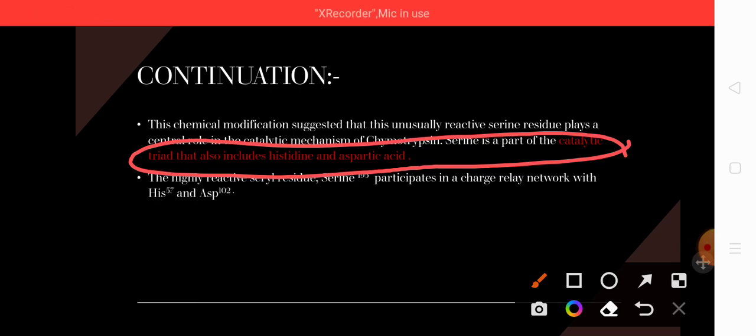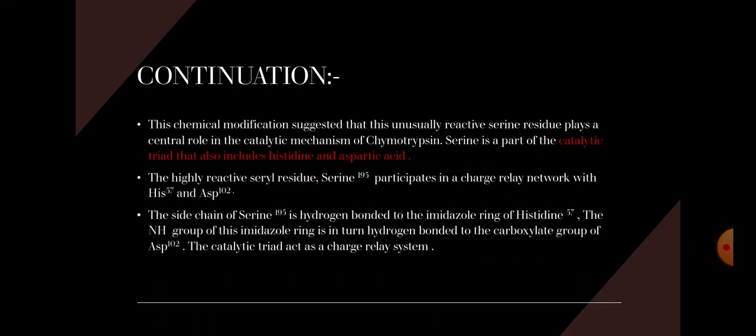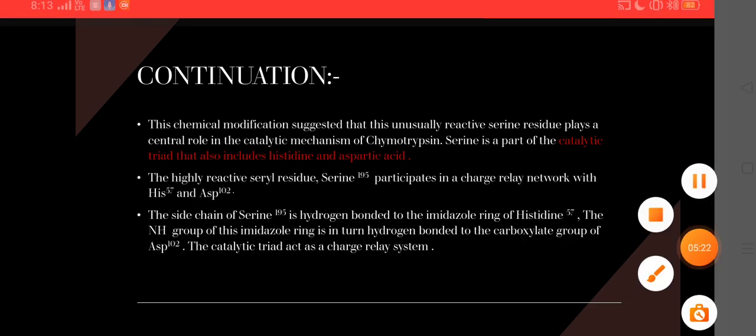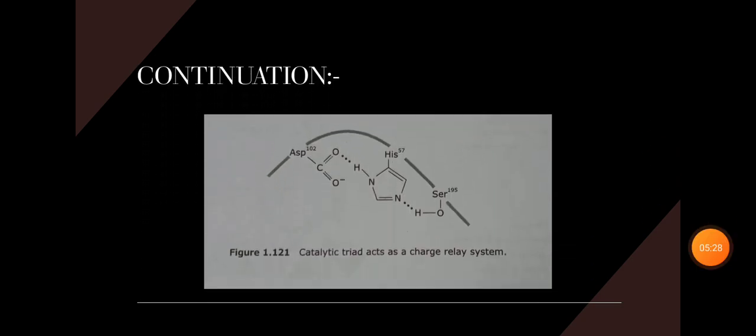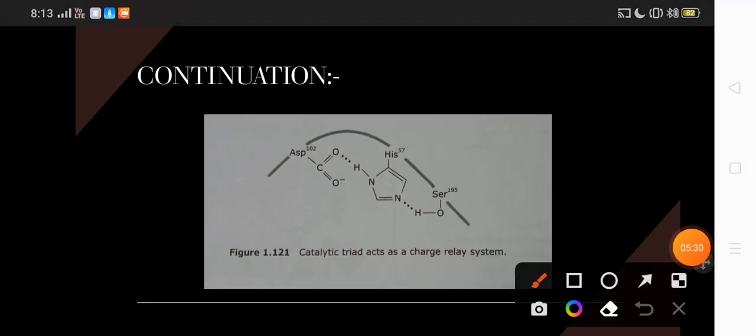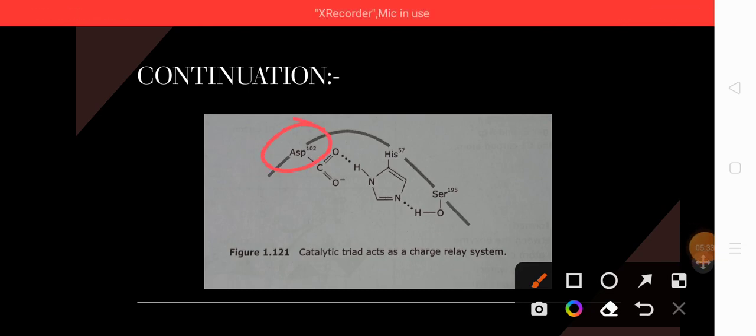Okay, and it is very, very important. So this catalytic triad will act as a charge relay system. So with the help of a diagram, we are going to understand how this catalytic triad is formed. So this is the catalytic triad. As you can see, aspartic acid 102, histidine 57, serine 195.